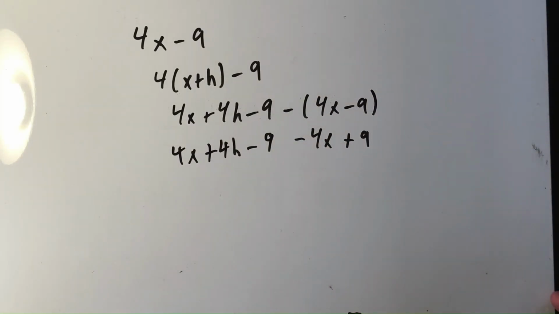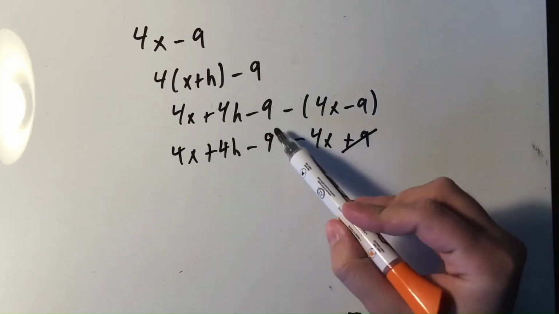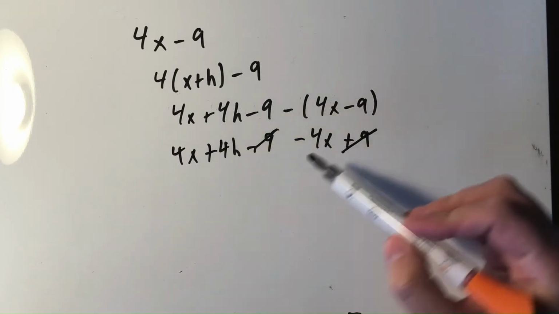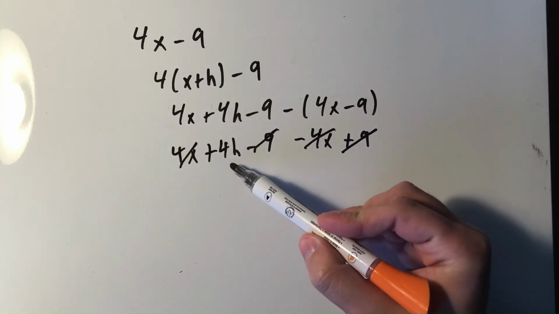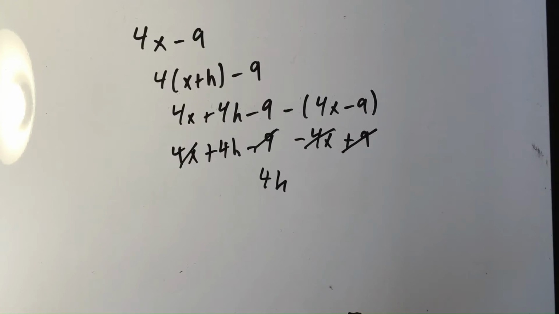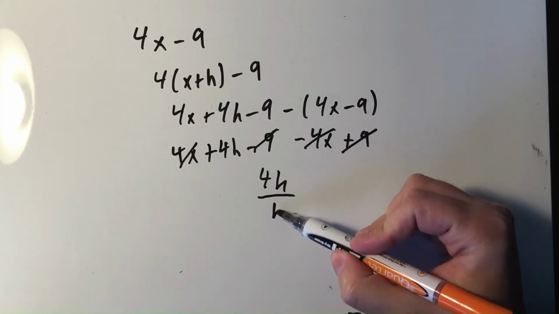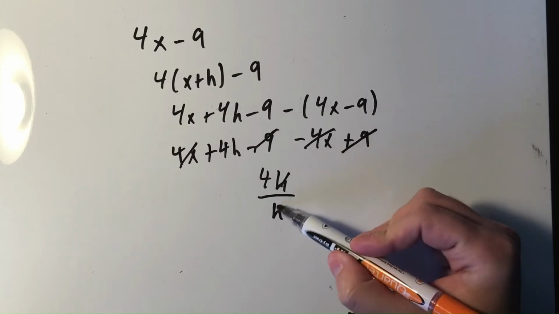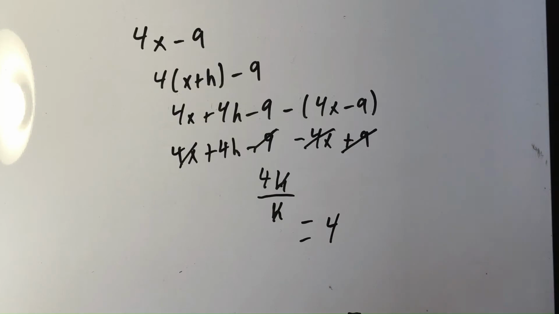So right here you see we can simplify a little bit. We have a negative 9 and a positive 9, so those will cancel each other out. And we have a 4x and a minus 4x, and that'll cancel, leaving us with just 4h. And then our final step, we just have to divide this by h, pretty easy. And we can just cancel both these h's, and that leaves us with just 4. Let's look at another example.